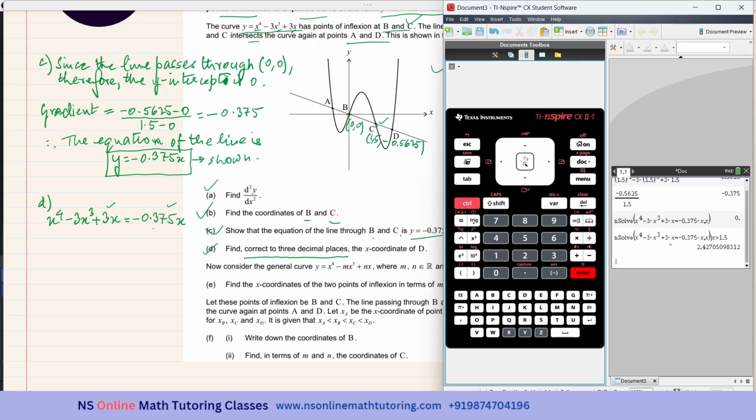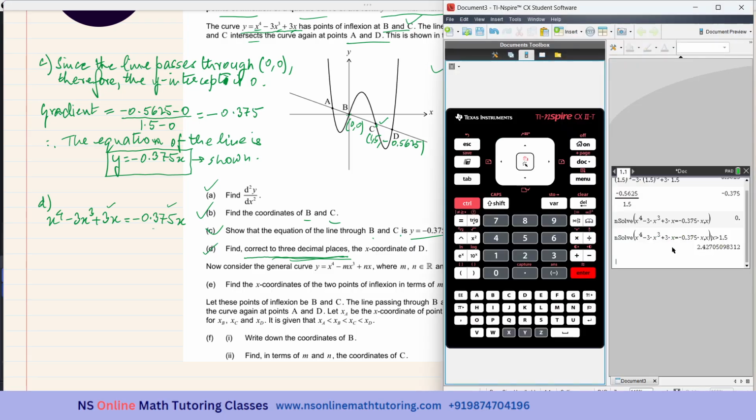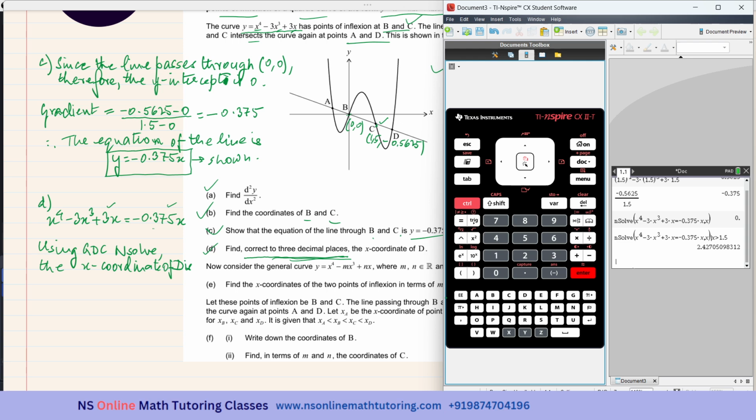Now you see the solution is given as 2.42705. They have asked to give the solution correct to 3 decimal places, so the answer will be 2.427. So using the GDC nsolve, the x coordinate of D is 2.427.